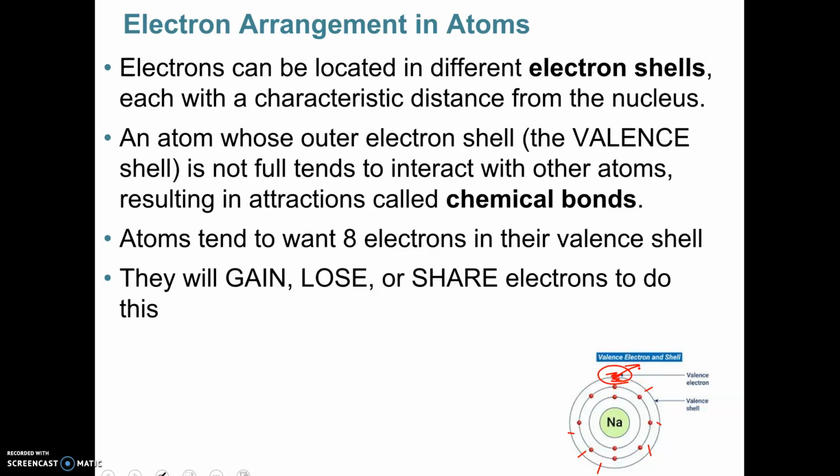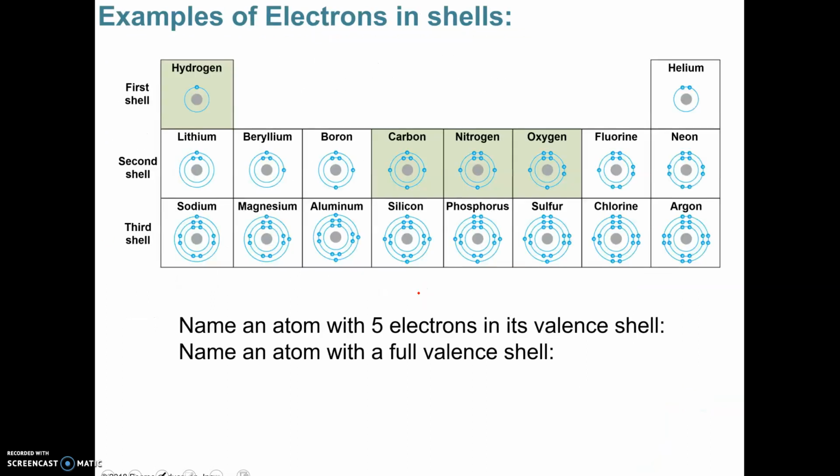On the other hand, something like chlorine has 7, so it's super close to having 8, so it would be more likely to gain an electron. And something like carbon has exactly 4, so it's not going to be very easy to gain 4 or lose 4, and so carbon would be very likely to share. So the number of valence electrons really is going to determine how it behaves with other atoms and what kind of chemical bonds it's going to make.